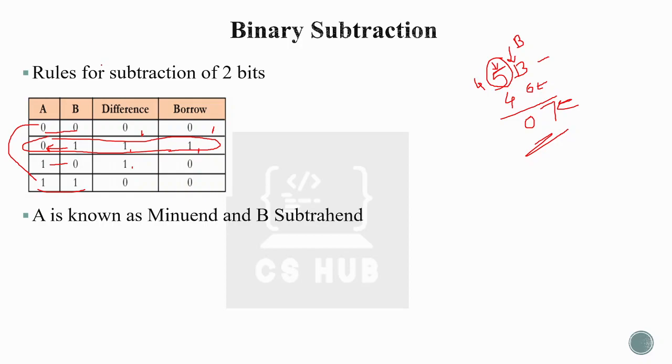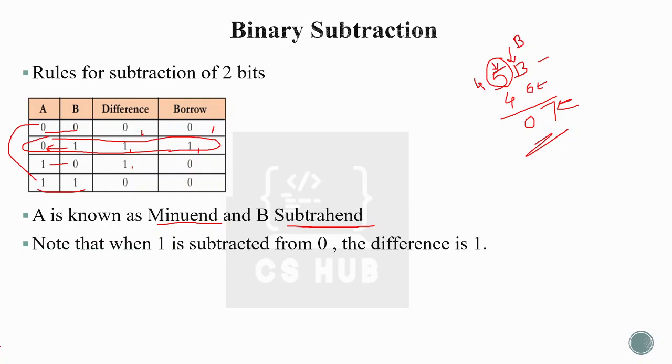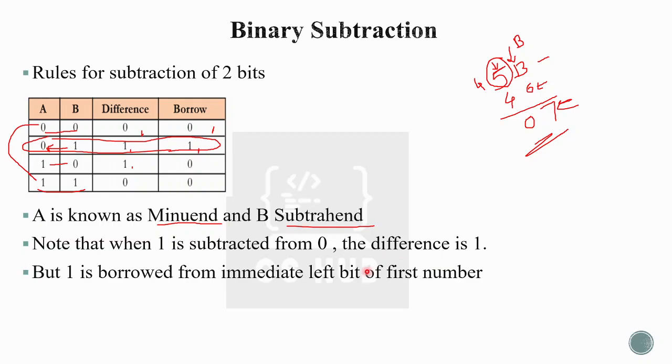In addition, we have augend and addend bits. Here also we have minuend and subtrahend bits. A is known as minuend and B is known as subtrahend. Note that when 1 is subtracted from 0, the difference is 1, but 1 is borrowed from the immediate left bit of the first number. We cannot do this subtraction directly, so a 1 is borrowed from the immediate left bit of the first number.